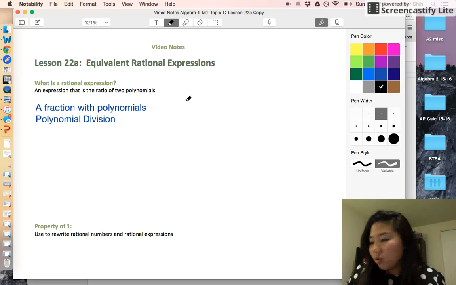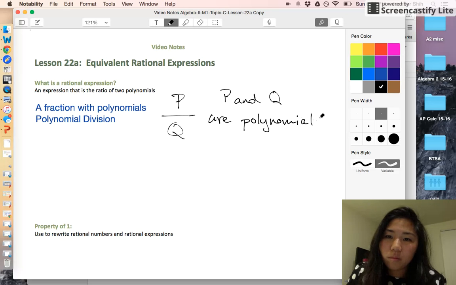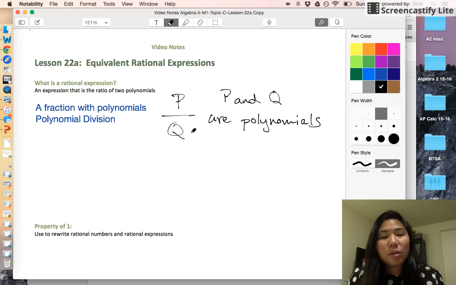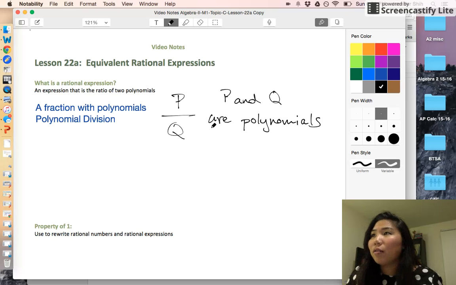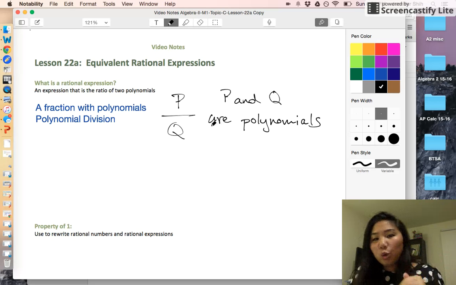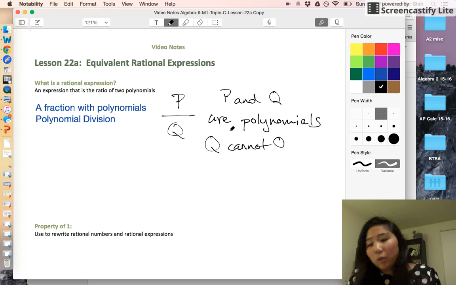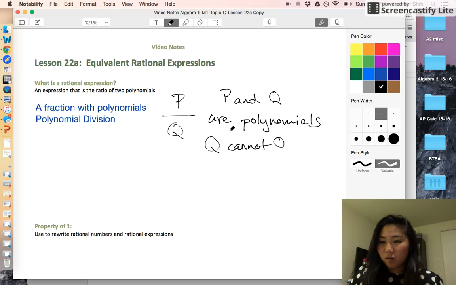But in textbooks, you're also going to see that sometimes it's just called P over Q. What they mean by that is P and Q are polynomials. Now that we're talking about rational expressions, we're also going to talk about when the rational expression is undefined. This P over Q is a rational expression because they are both polynomials, but Q cannot equal 0. We're going to have plenty of conversations about why Q cannot equal 0 in class and how we solve for that, et cetera. But today we're just going to worry about simplifying rational expressions.